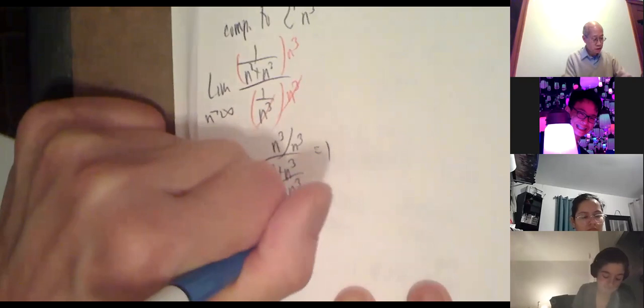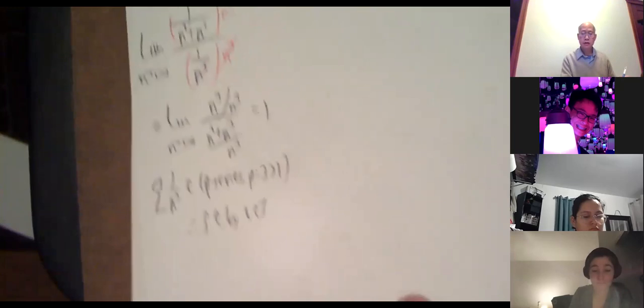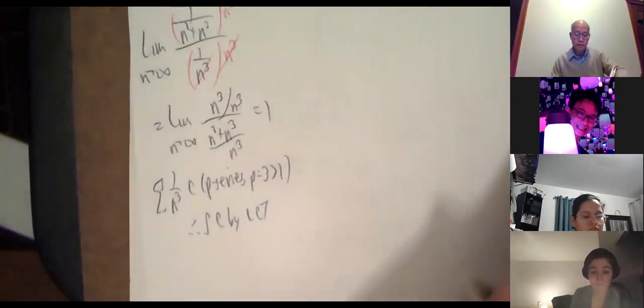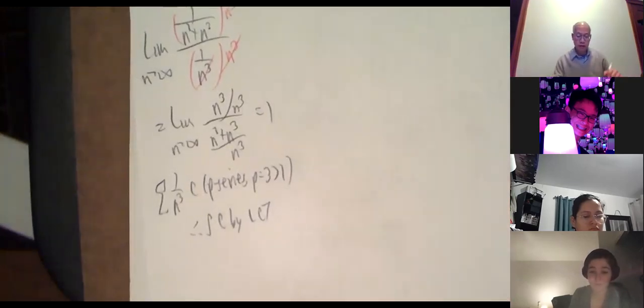Summation 1 over n cubed converges because it's a p series, where p is equal to 3, which is greater than 1. Therefore, the original series also converges by limit comparison test. Okay. That's what I want to do for that one.